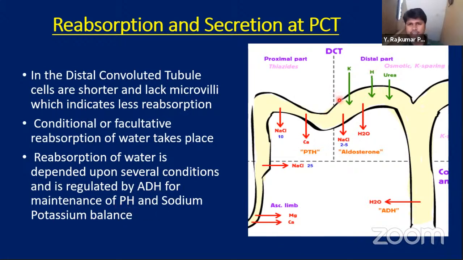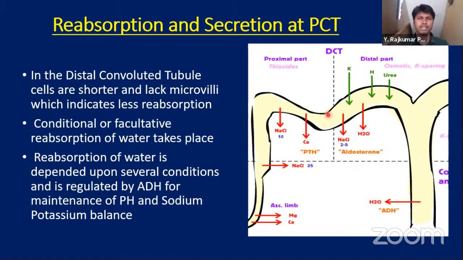So on this DCT, distal convoluted tubule, whenever there is low water, low hydration, whenever the dehydration is more in a person, if he is losing more fluids from the body, he needs more reabsorption. When a person needs more reabsorption, the ADH is secreted by the pituitary gland. ADH is nothing but antidiuretic hormone.